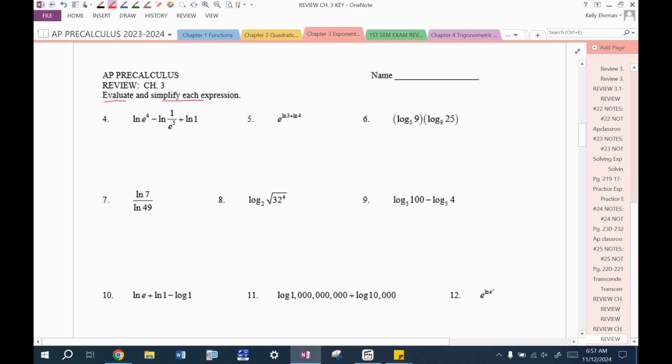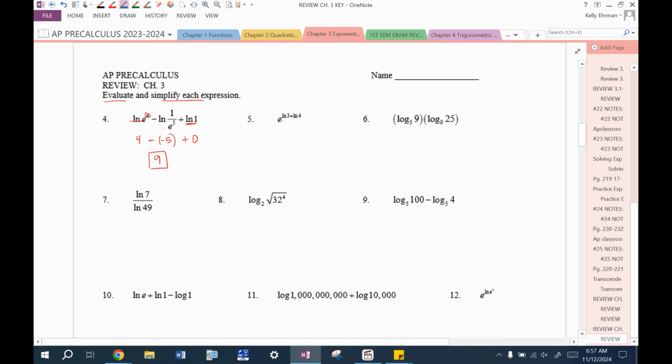Okay. Natural log of e to the 4th is 4. Natural log of 1 over e to the 5th is negative 5. So minus negative 5. Because remember, you're saying what power is on e. Natural log of 1 is always 0 because e to the 0 is 1. So this becomes 4 plus 5 plus 0, so 9.